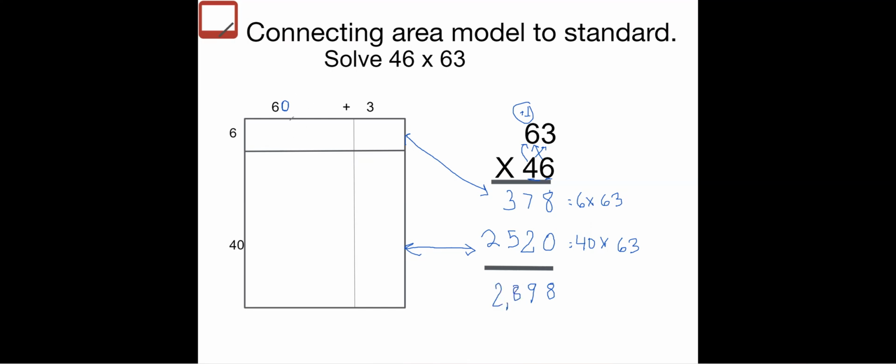Now let's compare it to the area model. We have 6 times 60. So 6 times 6 is 36. And then times 10. 6 times 3 is 18. If we add those together, we have 378.